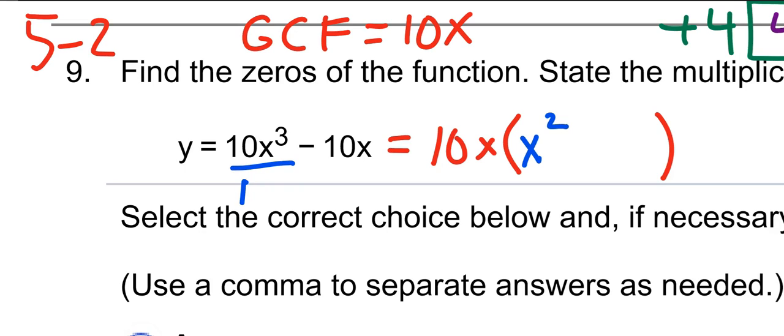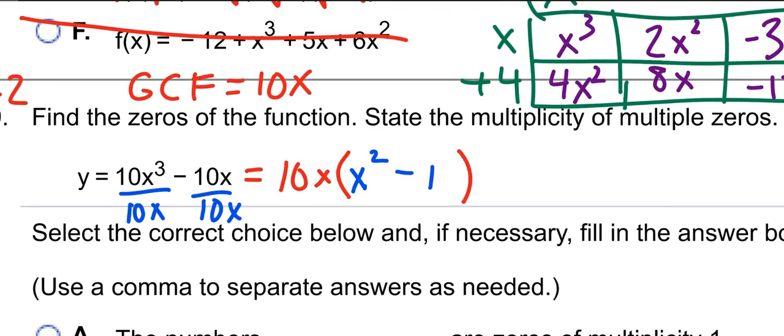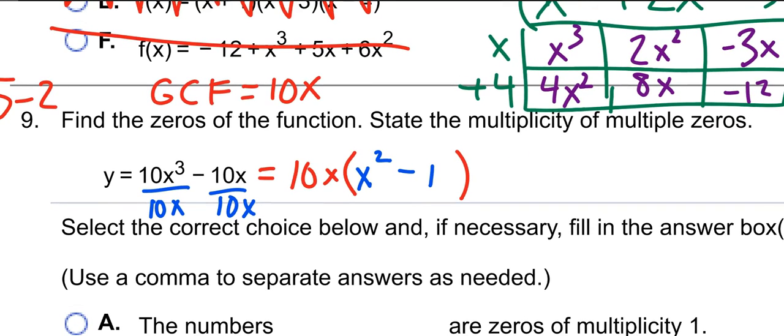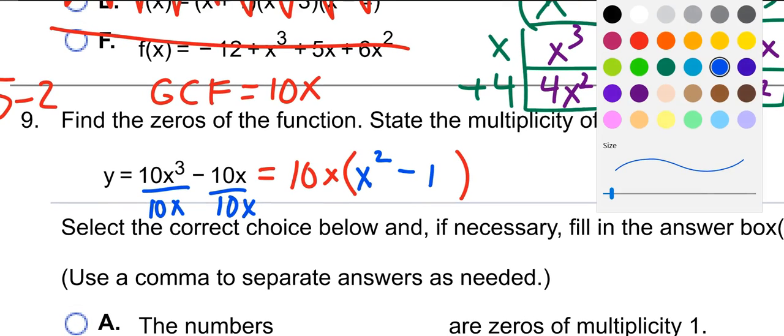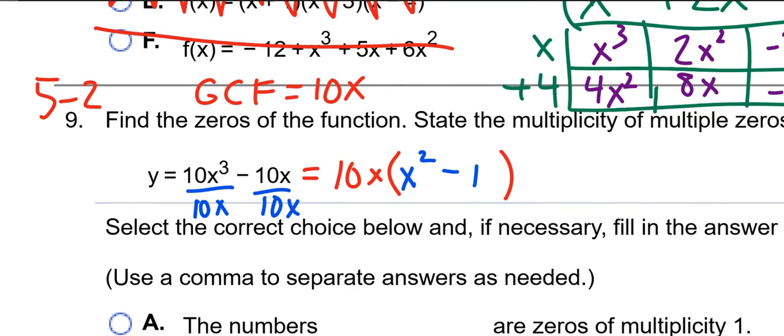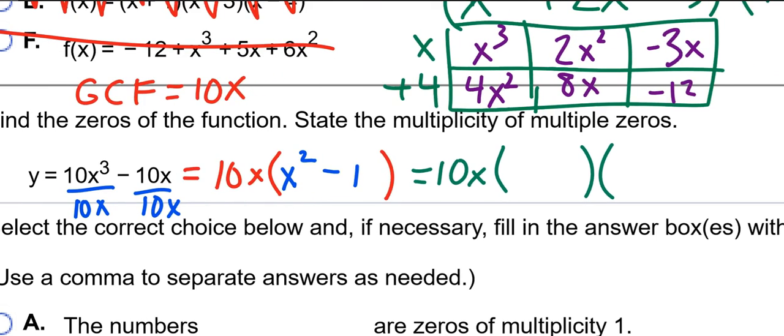Folks, when we say taking out that factor, we are dividing both of those things by 10x. Minus 1, thank you very much. The question I have for you now is, is there more factoring that I can do? Will this break apart even further? It will. Okay, go. Factor it.